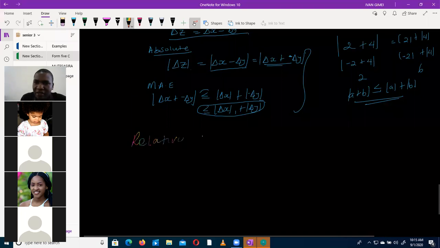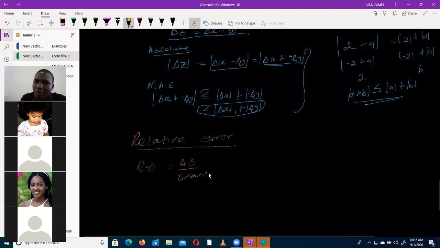Okay, next, how do you find relative error in subtraction? Let's be very fast. How do I find relative error? We define relative error as absolute error over the exact value, or absolute error over the approximate value.